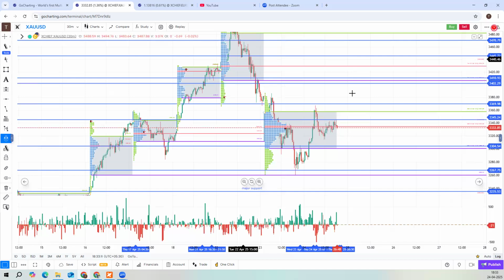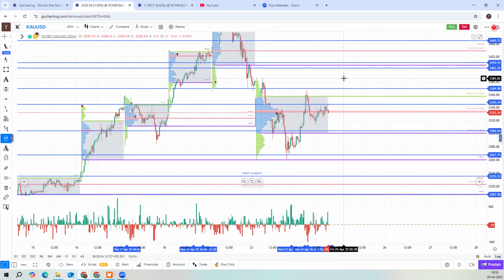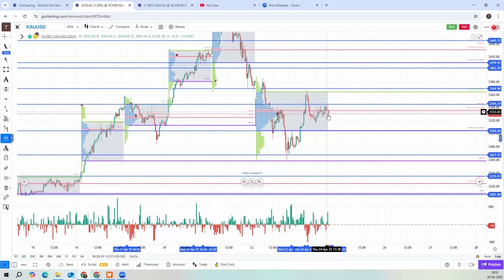Our job is to mark the value areas and play our auction market theory rules with the help of delta and VWAP. These are all the gold levels for today. You can take a screenshot of it and mark them. We can see that gold is sort of coming down, so we can expect gold to travel to these levels. That is the analysis of gold.